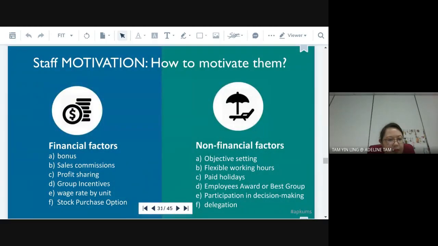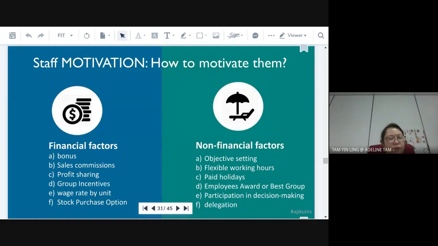Okay, so next we are looking at how to motivate the workers. We keep on saying as a good leader, we need to know how to motivate them. Okay, how to make them commit to the job. So when we do motivation, there are two main ways to motivate the workers. The first method is financial.